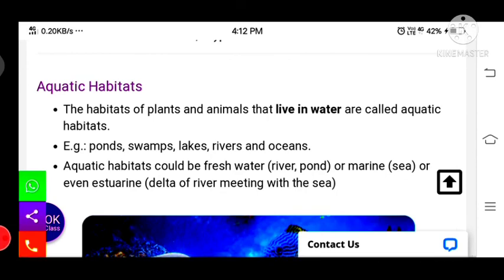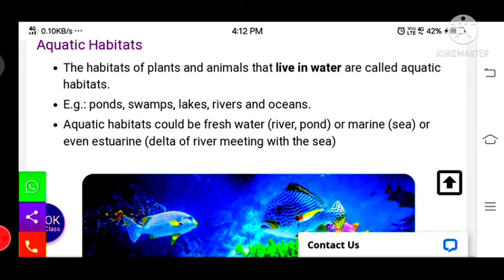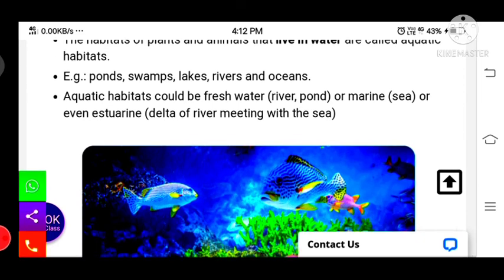Aquatic habitat. The habitat of plants and animals that live in water is called aquatic habitat. Examples of aquatic habitats are ponds, swamps, lakes, rivers, seas, oceans. Aquatic habitats could be freshwater, like a river or pond, or marine, like the sea, or even a delta where a river meets the sea.